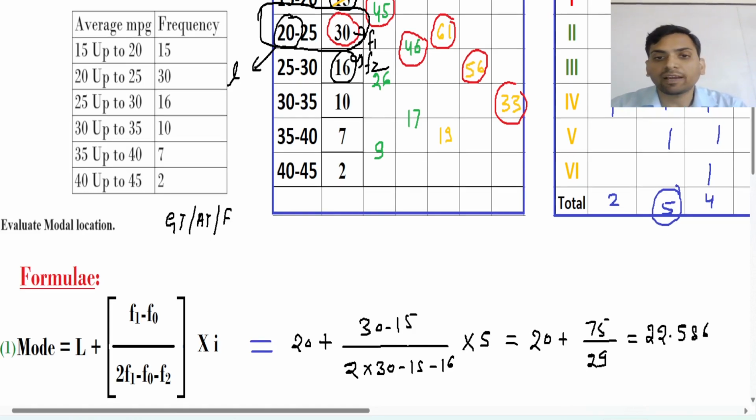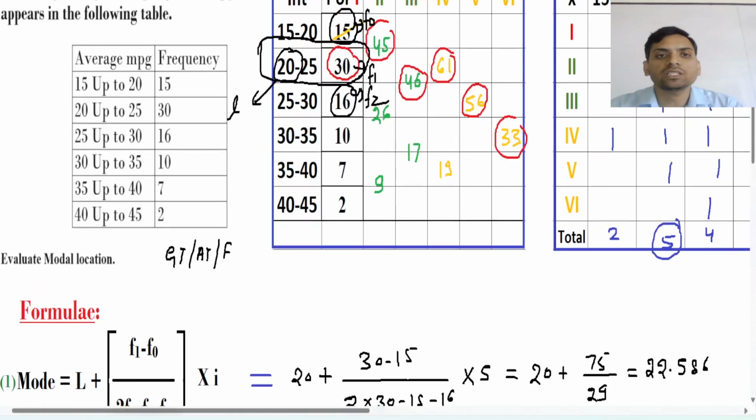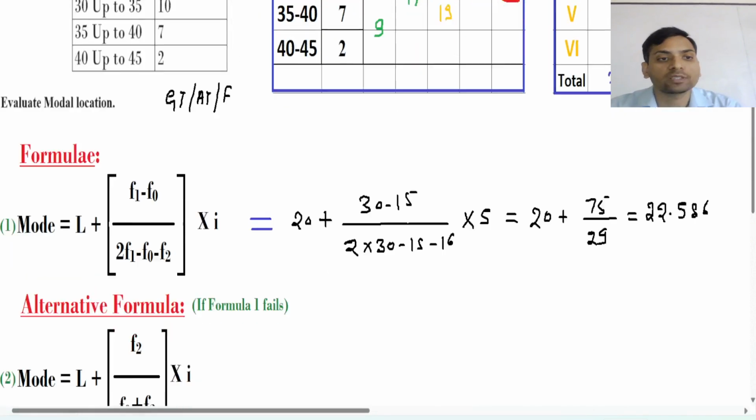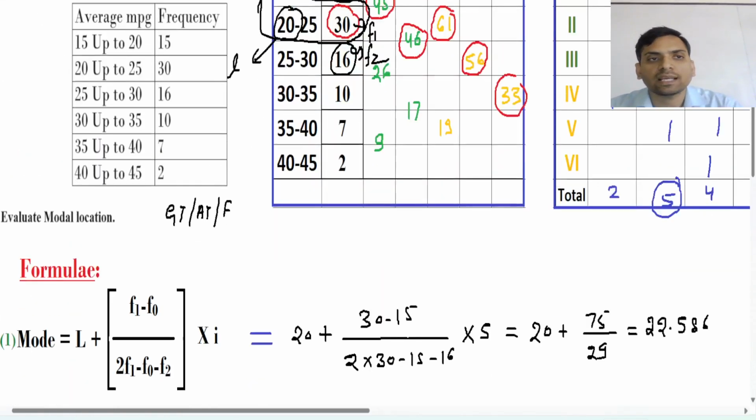Now we can identify this is valid or not. This means formula fails or not. So your modal class is 20 to 25 and your answer is 22.58. This means this answer lies in this modal class. That's why this is okay. So no need to apply this second formula. If your answer is less than 20 or more than 25 for this modal class, then in that situation you will apply alternative formula. You can't apply alternative formula directly. First you need to apply always this first formula. So I hope you understand this concept.